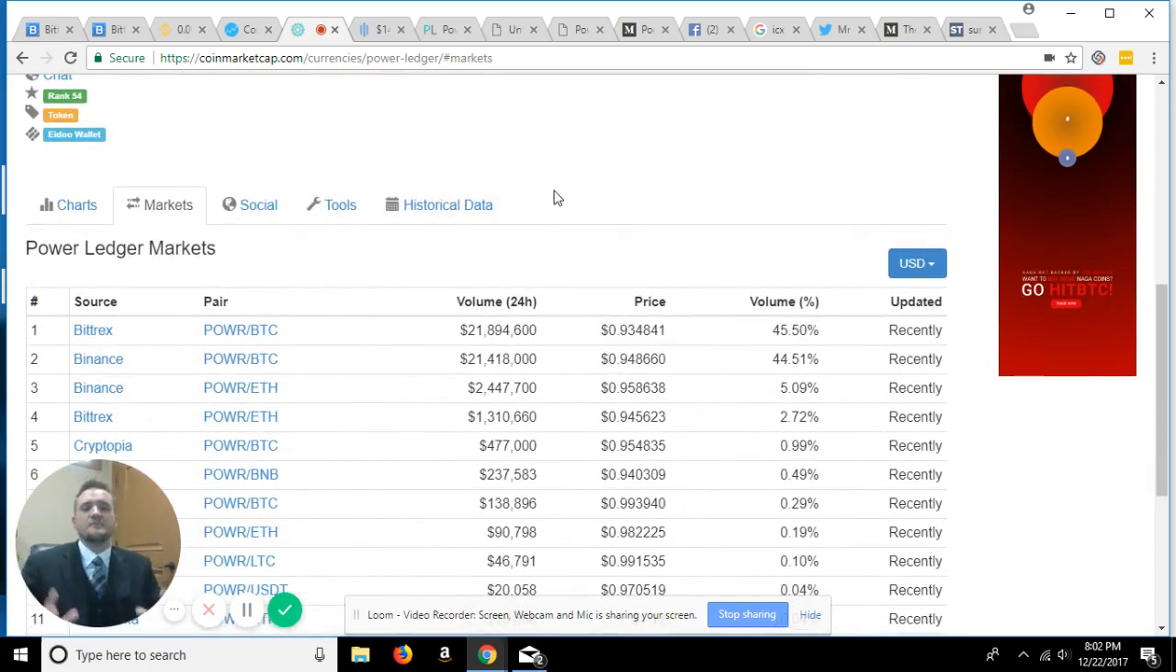So lots of valuable information right there that you guys can use as a quick reference to a coin and see if it's worth moving forward and researching more on.